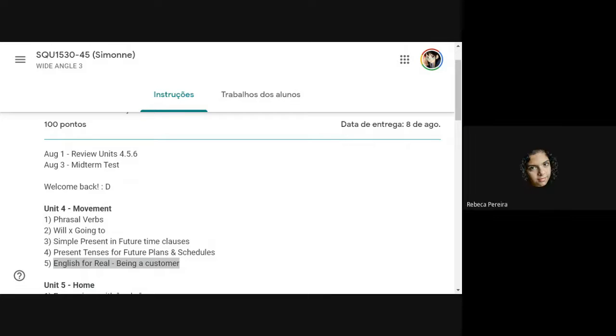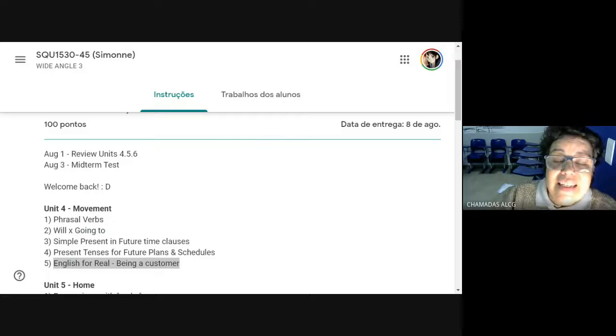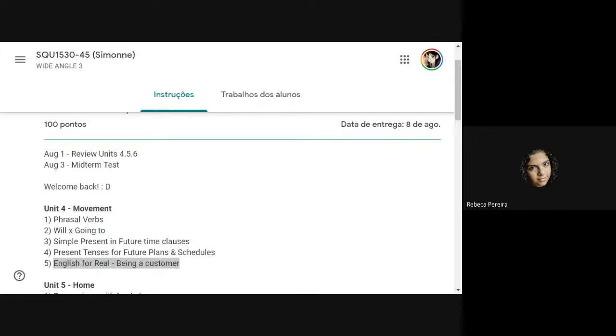O teste agora foi transferido para segunda, né? Monday. Yes, next week. Ok.